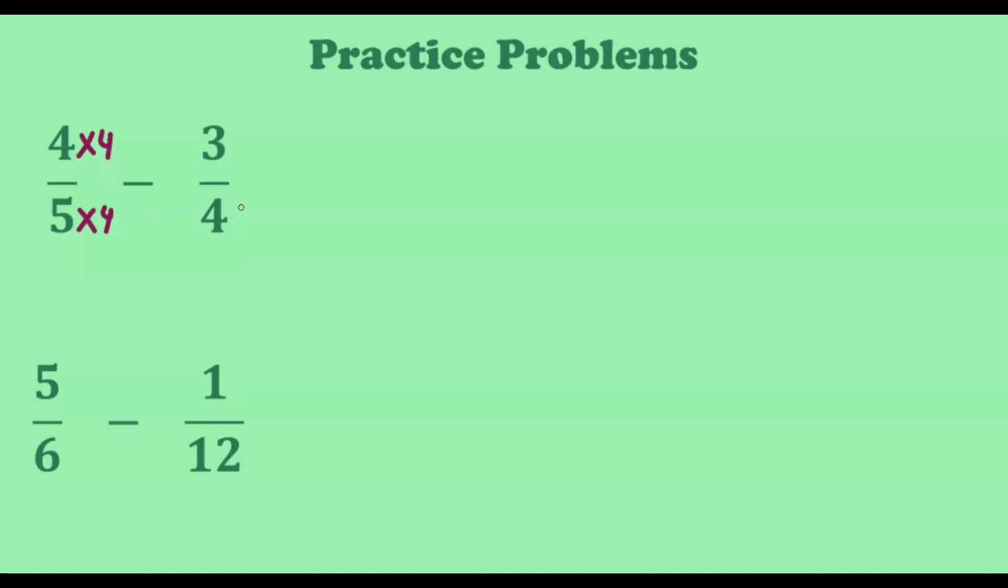And how do we change 4 to 20? We need to multiply it by 5. And since we want an equivalent fraction, we need to multiply the numerator by 5 as well. So what do we end up with? We have 4 times 4, that is 16, divided by 5 times 4, that is 20, minus 3 times 5, which is 15, divided by 4 times 5, which is 20. So now we have two fractions, the denominators of which are both equal to 20. That is, we have two fractions with the same denominator.